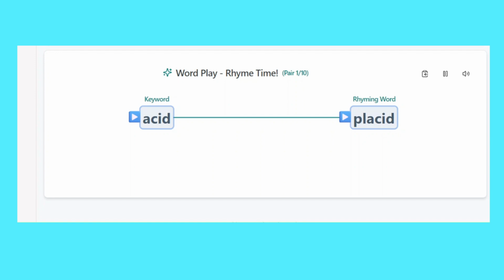Acid. Base. Salt. Water. Litmus. Metal. Oxide. Ions. pH. Chlorine.